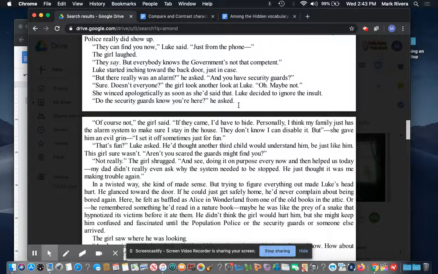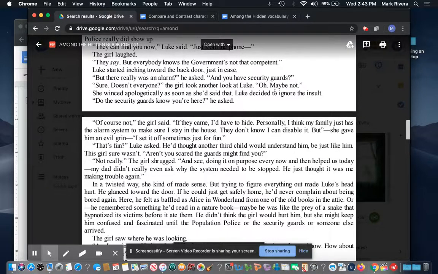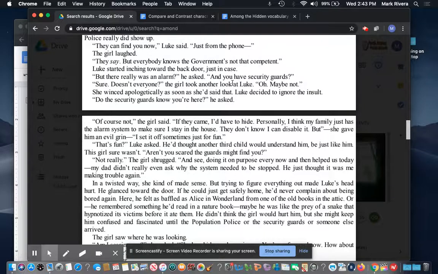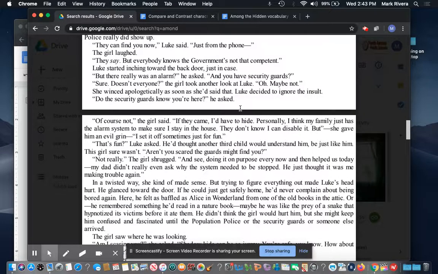"Oh, maybe not." So obviously when she looks at Luke, she sees something. Probably the fact that he doesn't look very wealthy. She winced apologetically as soon as she'd said that. Luke decided to ignore the insult.